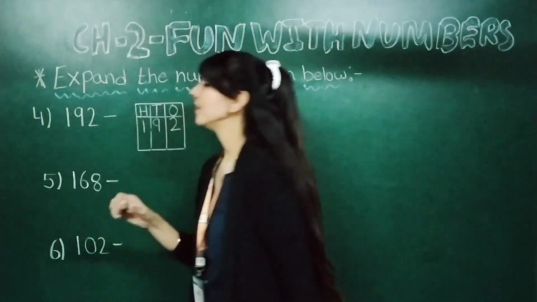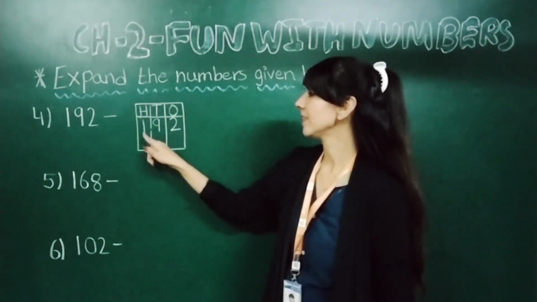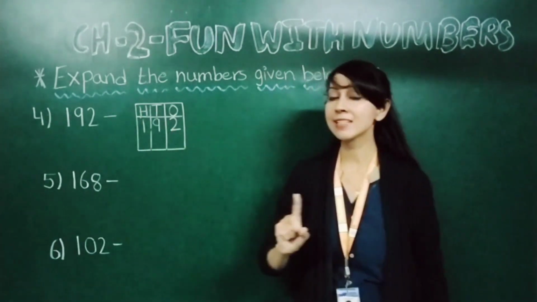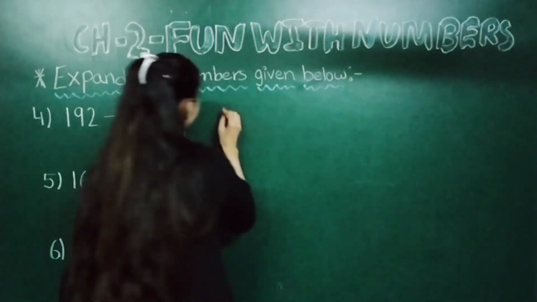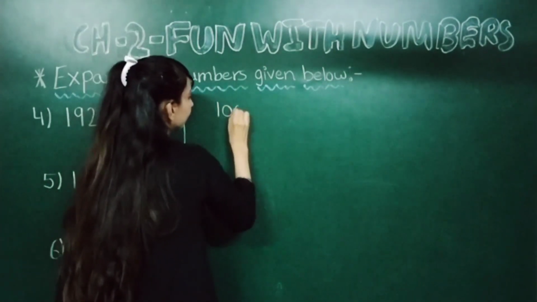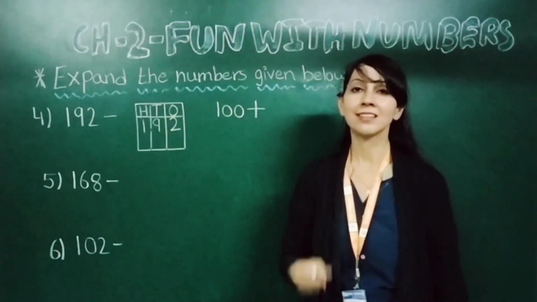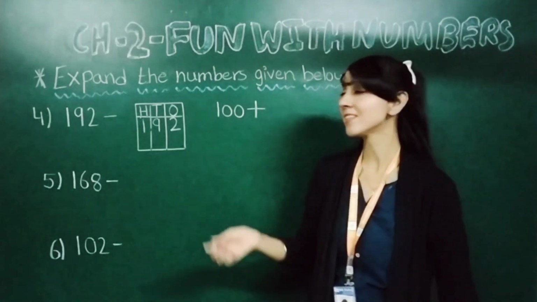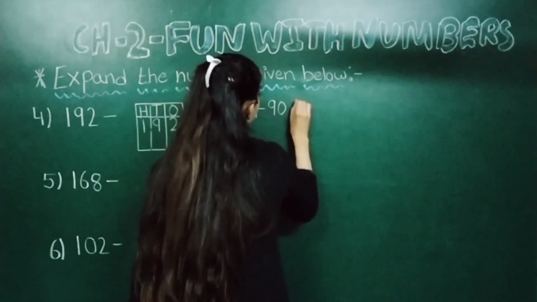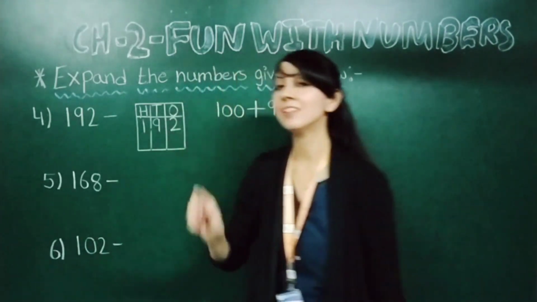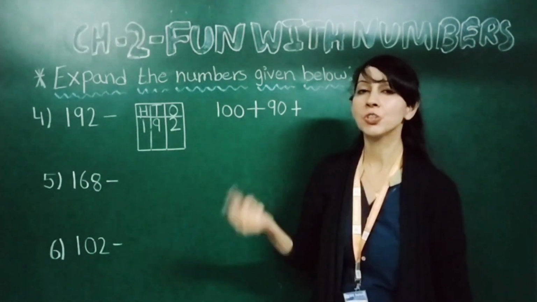Now let's expand it in numbers. Here you can see hundreds means 100. 1 into 100 is 100, so here we will write 100. Now plus 9 tens. 9 into 10 is 90, so here we will write 90. Plus, now here 2 ones, so here we will write 2.